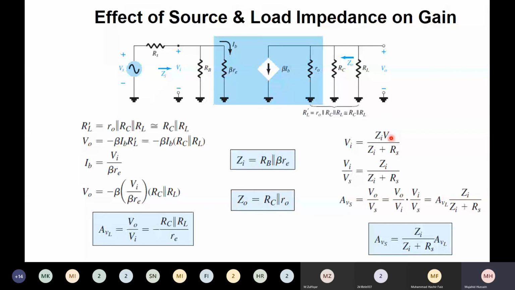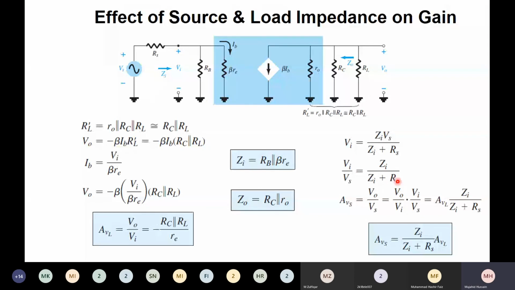Since we are measuring the voltage Vi across Zin, Zin will be in the numerator, and the denominator will be the sum of Zin and Rs, and the source voltage applied across these two resistances you write here. Just arranged, so Vi over Vs will be equal to Zi over Zi plus Rs.